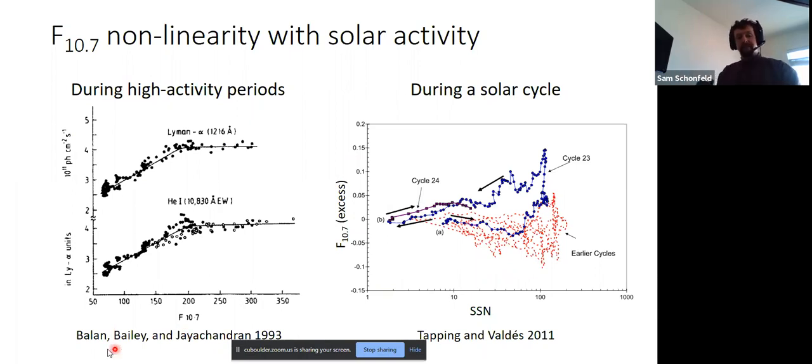So F10.7 is not linear with solar activity. So during high activity periods, here we're looking at Lyman alpha flux and helium 10830 as a function of F10.7. And you can see that they're both nice and linear at low activities, but then they plateau, they sort of saturate once you get to higher activity levels.